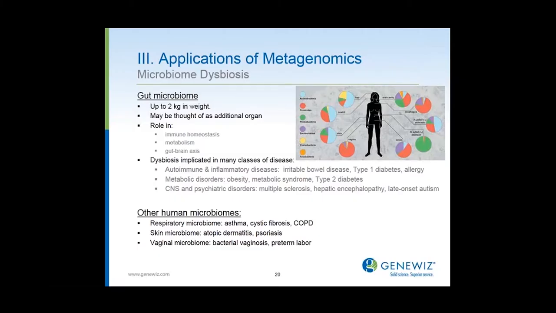and other diseases. The skin microbiome, which influences atopic dermatitis. And then the vaginal microbiome, which plays a role in bacterial vaginosis and even preterm labor. And the influence of the microbiome on new diseases is a hotly researched area, and new associations are being discovered all the time.